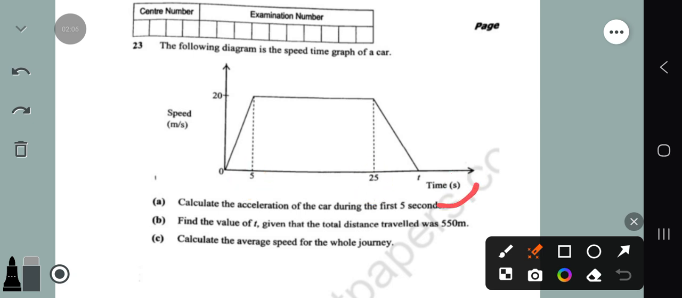Always make sure that you check the units. So if the unit is in minutes, you need to convert that to seconds. If the unit is in kilometer per hour, you need to convert that to meters per second. Hope you understand. So before you begin, always make sure that you check the SI unit for speed and check the SI unit for time. So they're saying calculate the acceleration of the car during the first 5 seconds. So that means from here up to here.